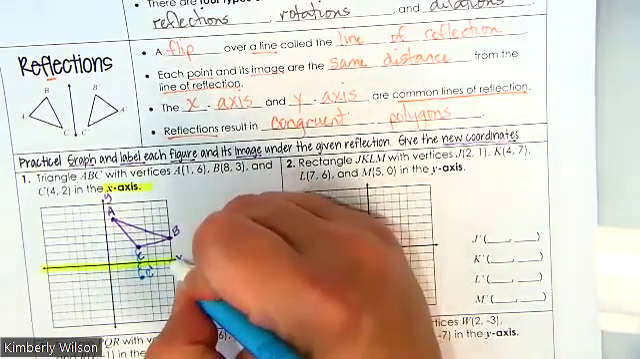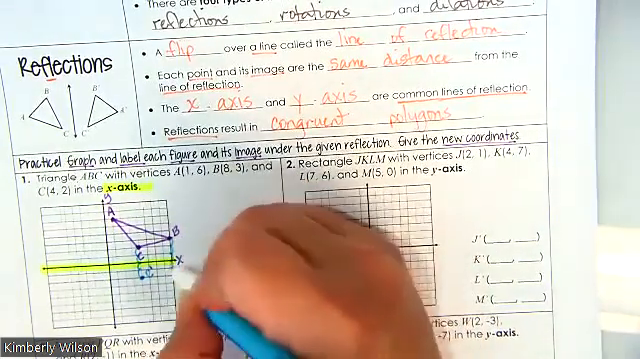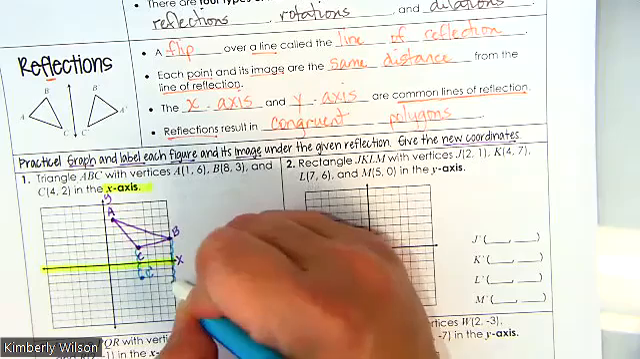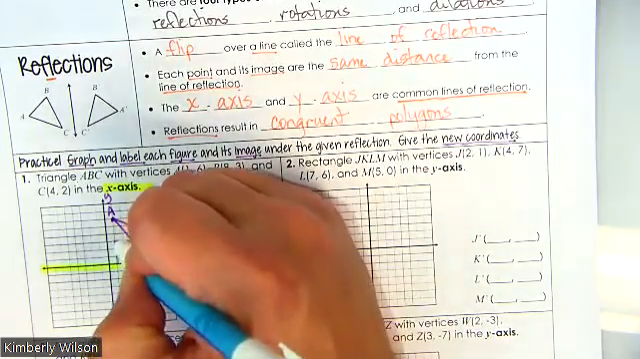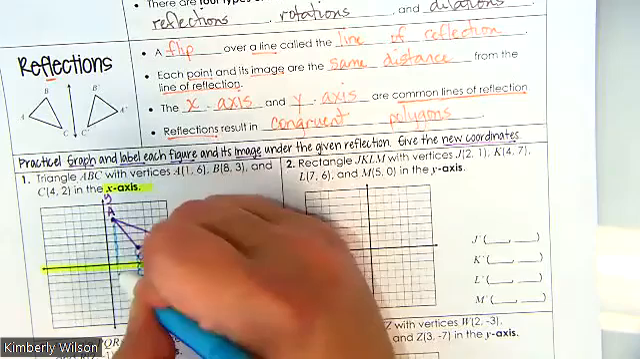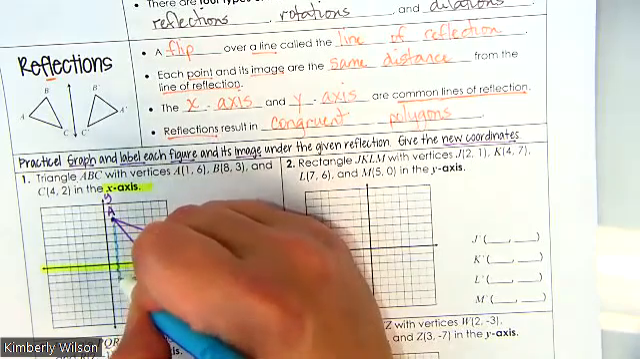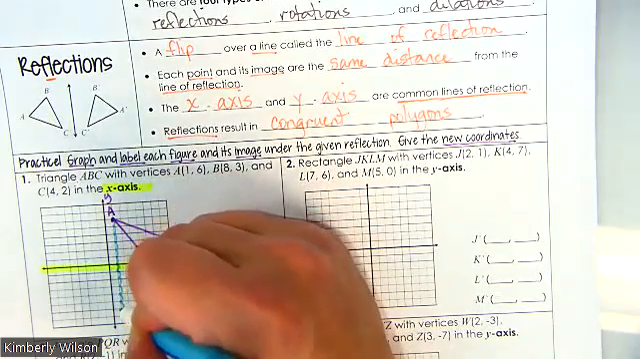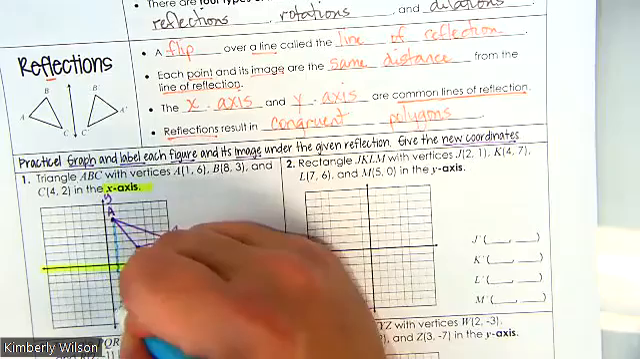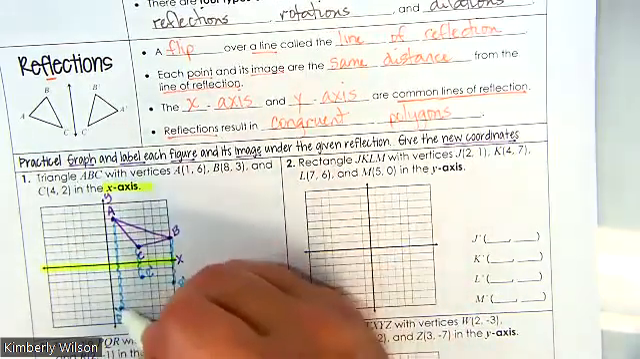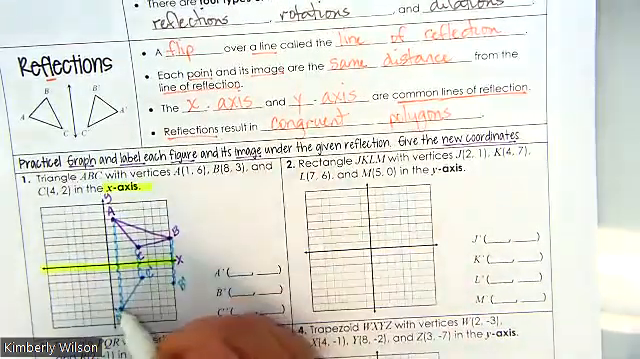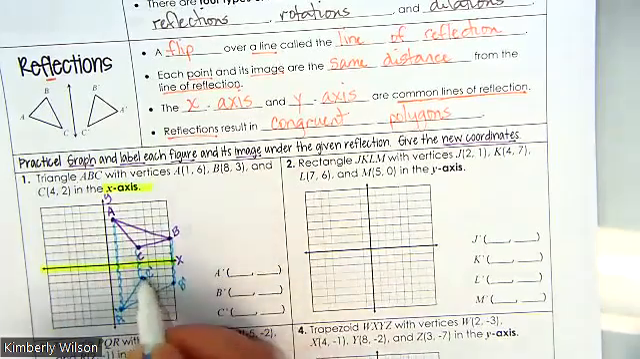So B is 1, 2, 3 away. So I'm going to go 1, 2, 3 down. A is 1, 2, 3, 4, 5, 6. So I'm going to go 6 down. 1, 2, 3, 4, 5, 6. And there's A prime. And this one is B prime. And now we play connect the dots. And now I have graphed my new image.